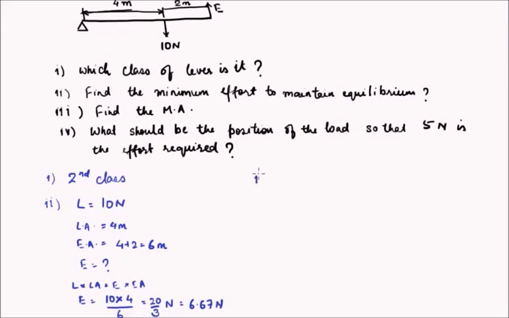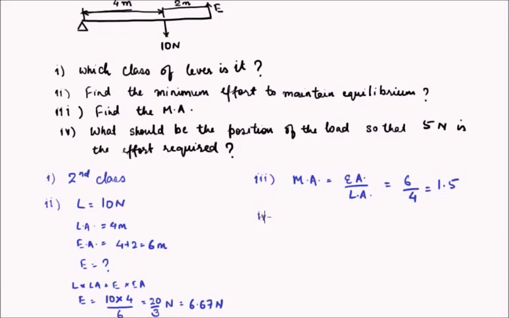Now the third part is, what is the mechanical advantage? The mechanical advantage is effort arm upon load arm, which will be effort arm is 6 meter and load arm is 4 meter. So mechanical advantage is 1.5. And as we discussed, this is compatible with the fact that a force multiplier has a mechanical advantage more than one.